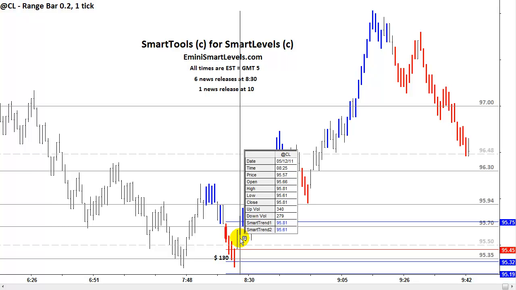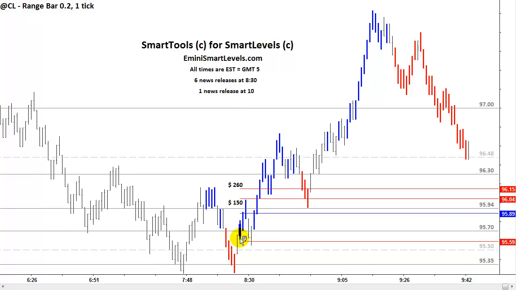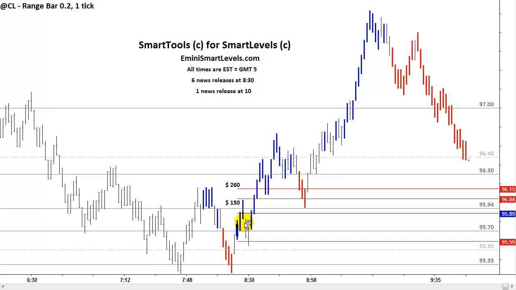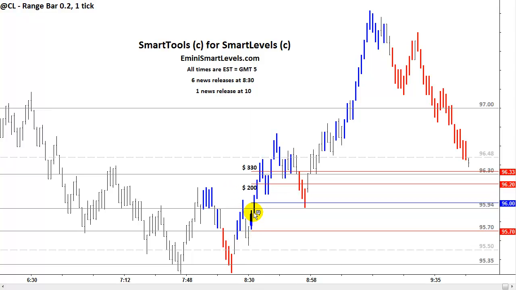This long setup is validated by the 95.70 level, but too close to the news, and not in a good position vis-a-vis its relationship to the position trading level at 95.94. The market pulls back going into the news. This is 1 minute after the release of the news. Although this setup bar is not touching any of the levels, it's sandwiched between these two levels, and because of the price action, I consider this validated by the SmartLevels.